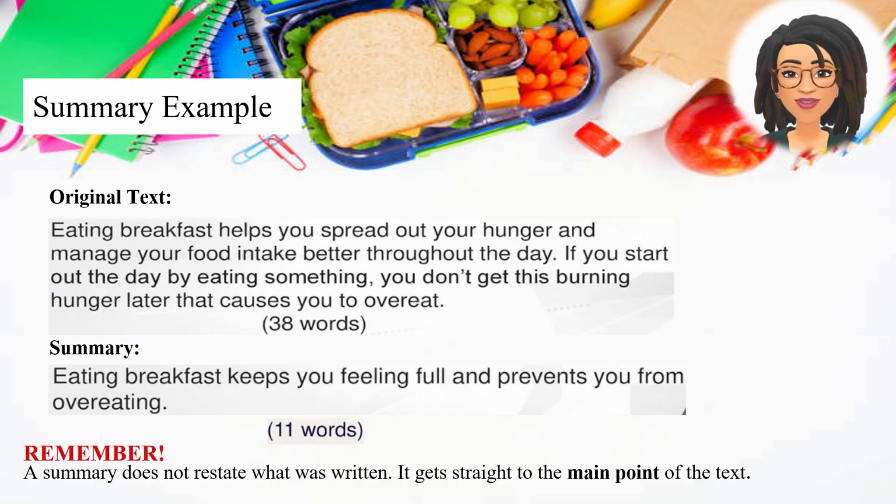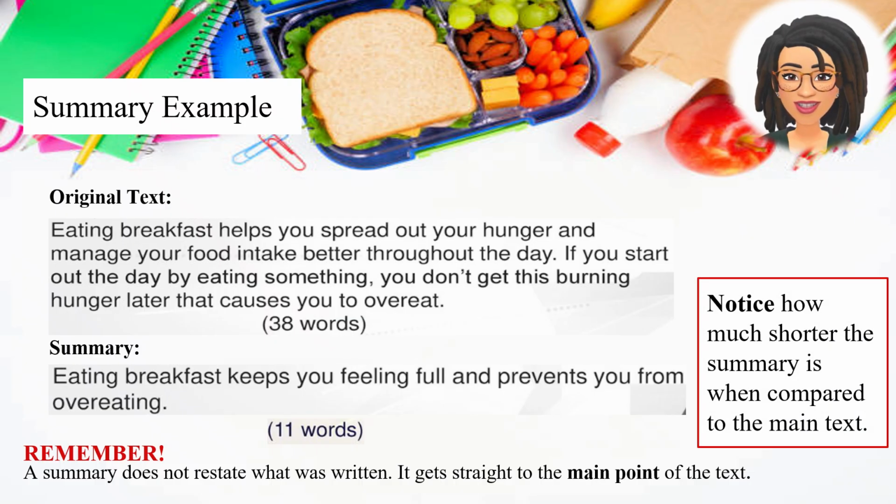So the difference is that a paraphrase restates the meaning of the text, but a summary just gets to the main point. There's no real interpretation there. Okay? It just gets straight to the main point or the main idea of a text. And notice just how much shorter a summary is compared to the main text. So, one of the ways you know that you're doing a good job with summarizing is that your summary ends up being a condensed version, okay, of what was said.